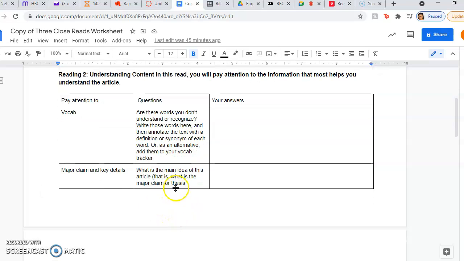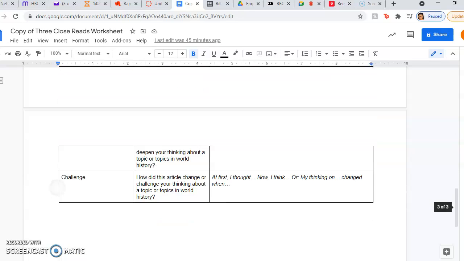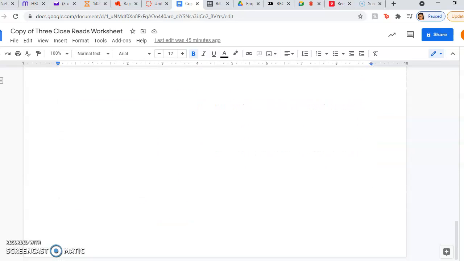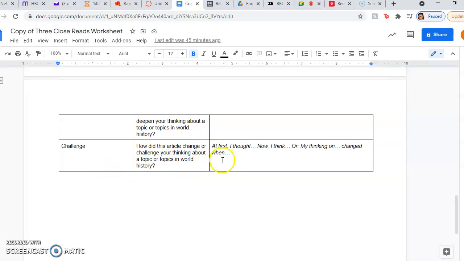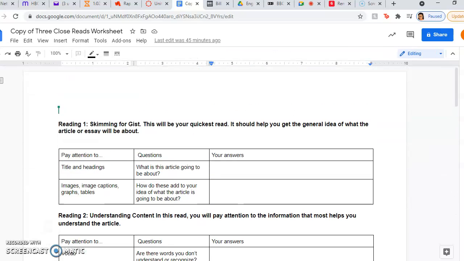Then in that article, you're supposed to write down vocabulary, any words you didn't recognize or understand. You're supposed to write down the main idea of the article. You're just filling this out, and it tells you how to do it. It gives you some leading sentences, like at first I thought, now I think. But it just means you have to read the article.